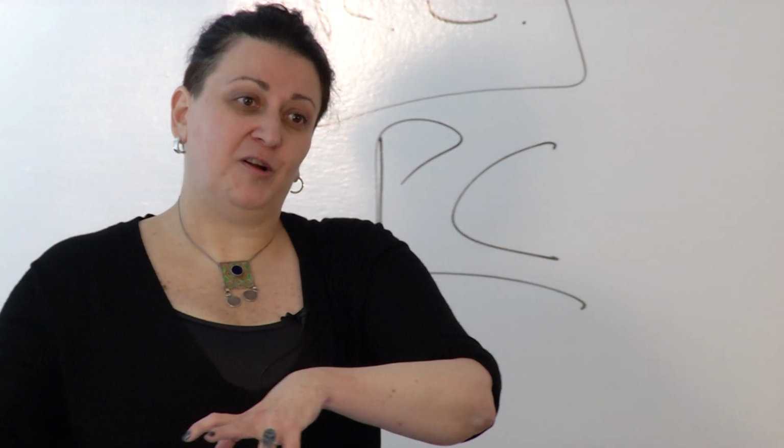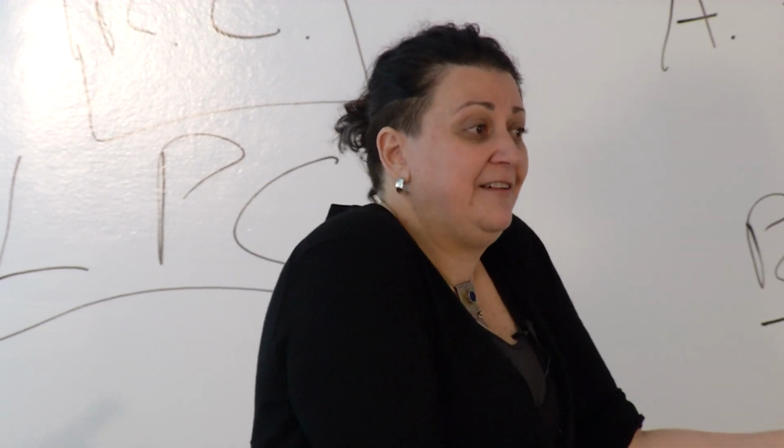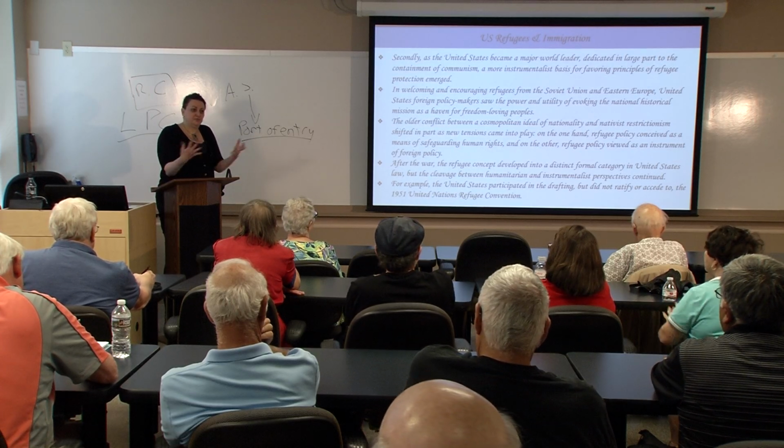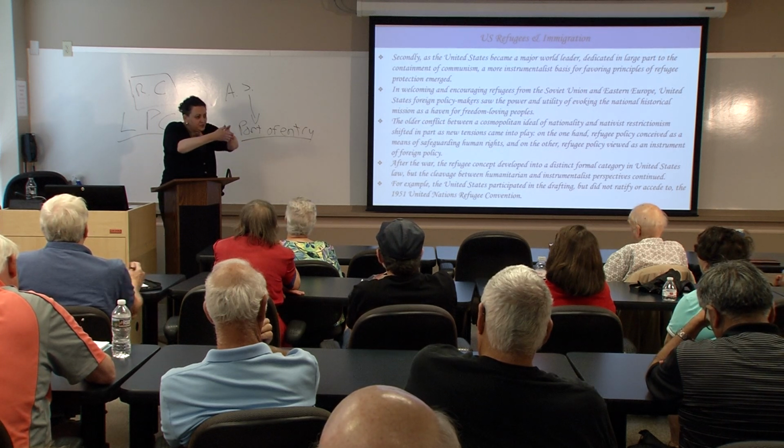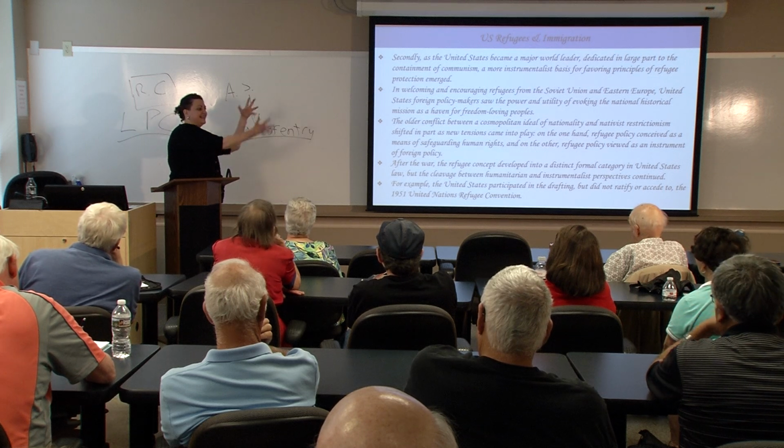The idea was that by welcoming refugees from the Soviet Union and Eastern Europe, United States foreign policy makers could evoke a national historic mission as a haven for freedom-loving peoples. The older conflict between a cosmopolitan ideal of nationality and nativist restrictionism shifted when new tensions came into play. On the one hand, refugee policy conceived as a means of safeguarding human rights, and on the other, refugee policy as an instrument of foreign policy, right? So with the Cold War, not only was there a consequence of what happens in the war and how these people were treated when they were trying to flee for their lives, but also the United States had a new mission in the world, which is anti-communist, which is why the definition of refugee and communism gets melded in America in a way that it doesn't get melded anywhere else. So after the war, the concept of refugee developed into a distinct formal category in United States law.